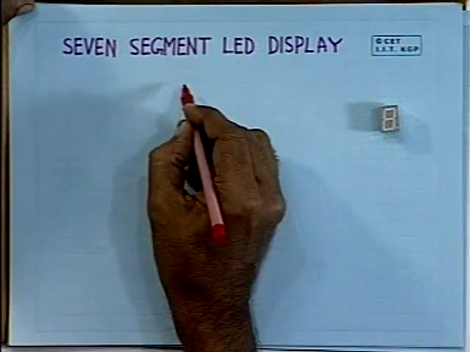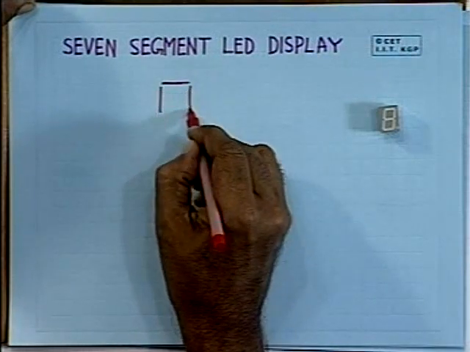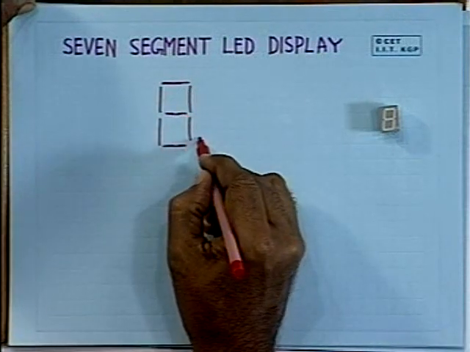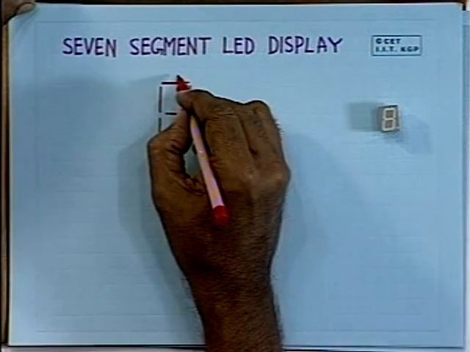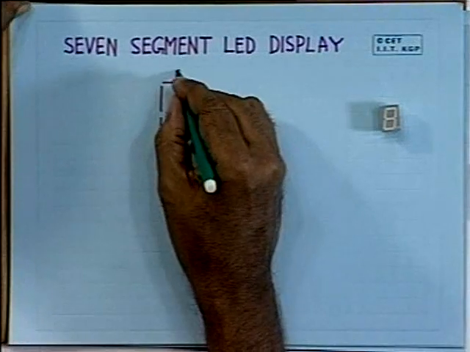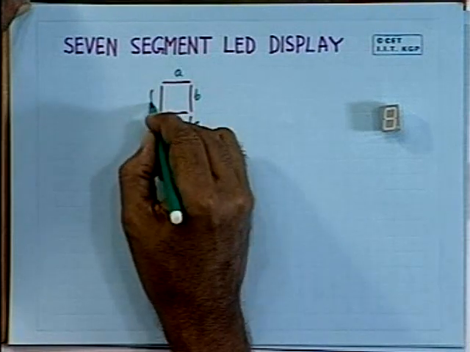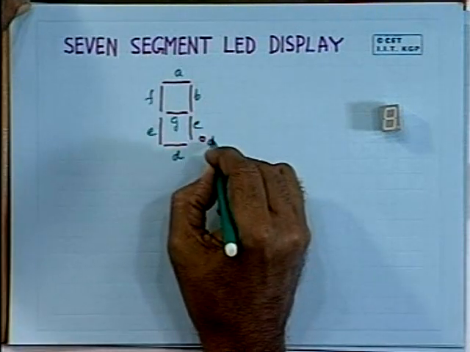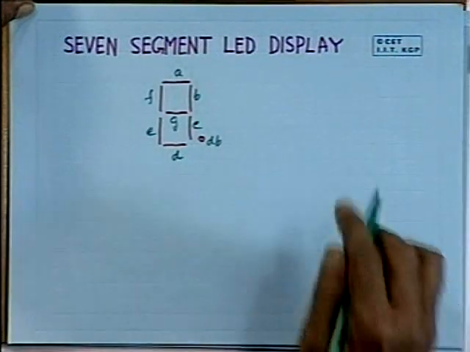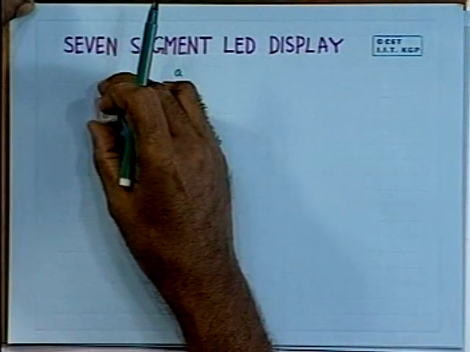Let me draw it. It is organized in this manner: one segment, another segment, another segment, another segment, another segment, another segment, another segment, and a decimal point. These are numbered as segment A, segment B, segment C, segment D, segment E, segment F, segment G, and this is your decimal point. Now, the 7 segment LED is packaged. This is the LED display as it is shown.